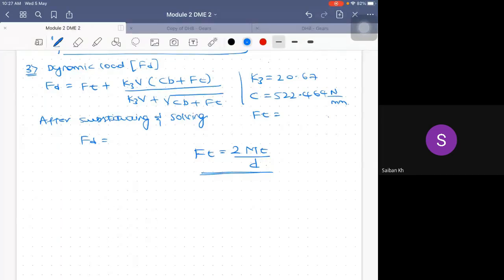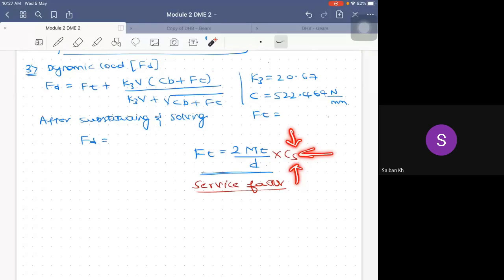Okay, now while calculating FT, there is a factor known as CS, which is known as the service factor. So have you taken care of this particular factor? Have you included CS in your calculation? No, not mentioned. Very good.